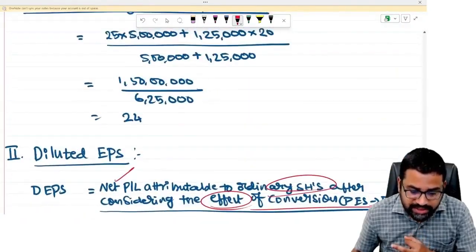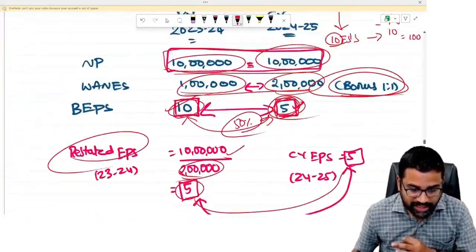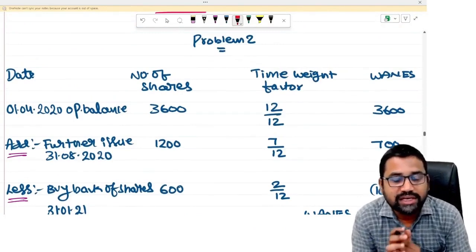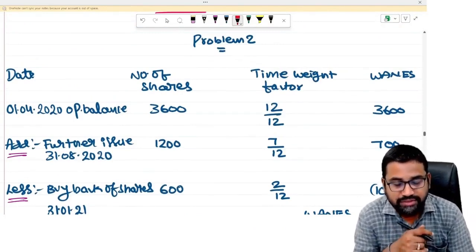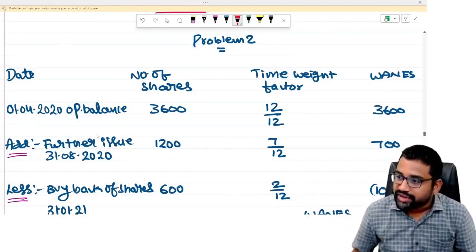So basic EPS, diluted EPS. What is the formula for basic EPS? What is the formula for diluted EPS? And I think in this standard, the most important thing is the calculation of the weighted average number of equity shares. So in different situations, how to calculate the weighted average number of shares.